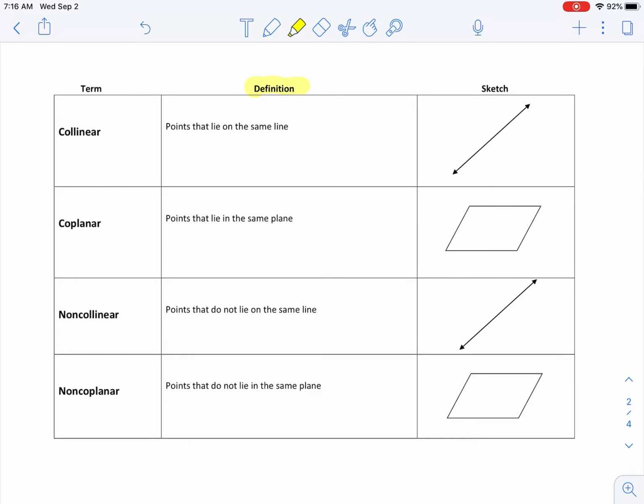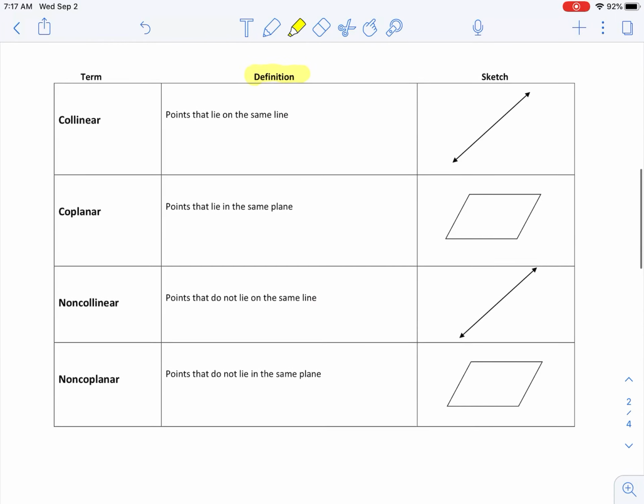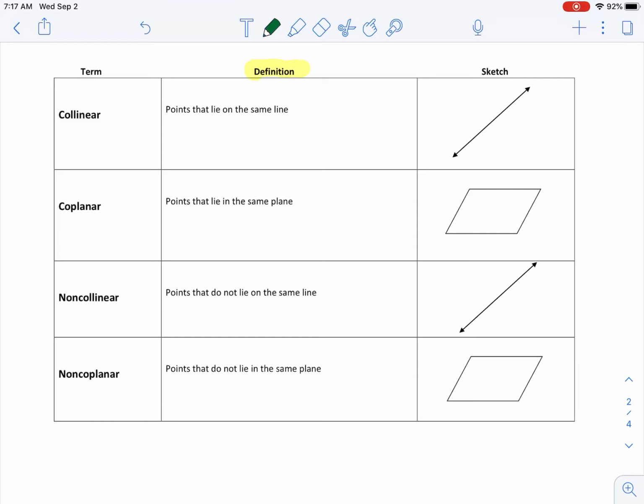Here are some more, and notice these say definition because these are defined. The ones up here said description because they're undefined. So now we have some defined terms based on point, line, and plane. The first one is collinear. I'm going to underline line in there. It really just means points that lie on the same line. Co meaning together, or on the same, and line meaning line. So if I were to have collinear points, I would have points on my line. All these points would be collinear because they're on the same line.